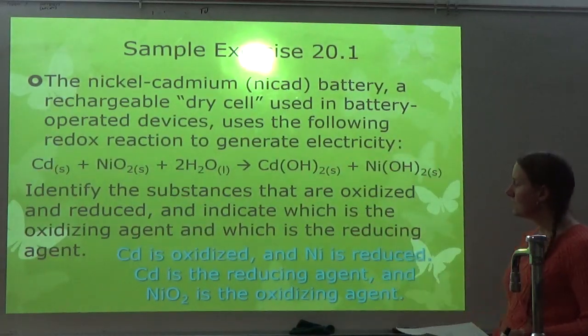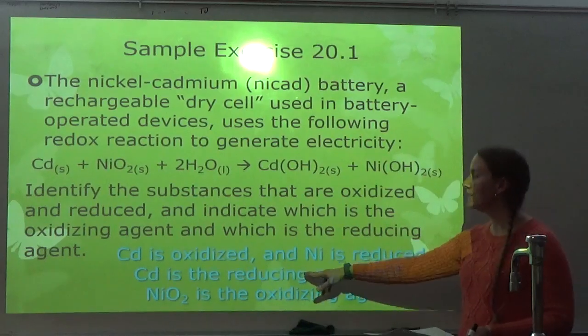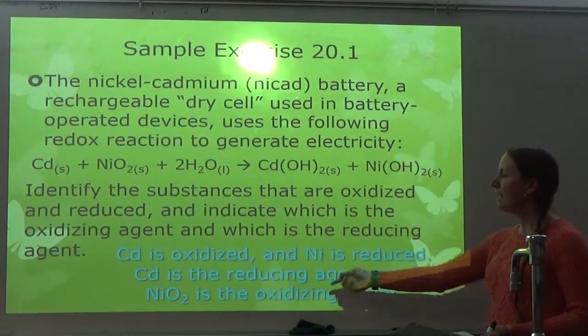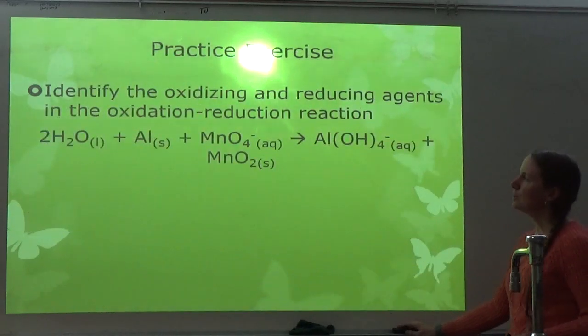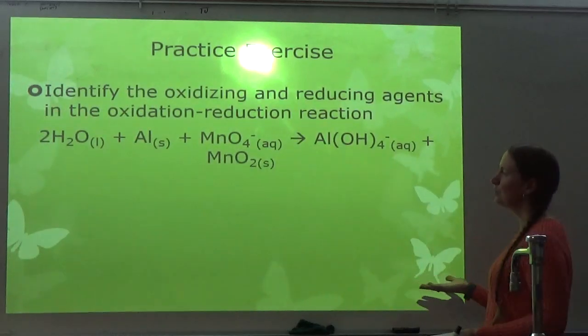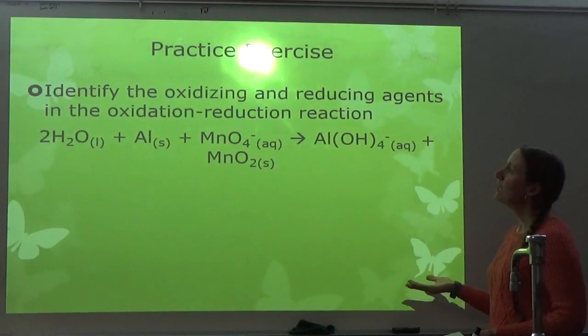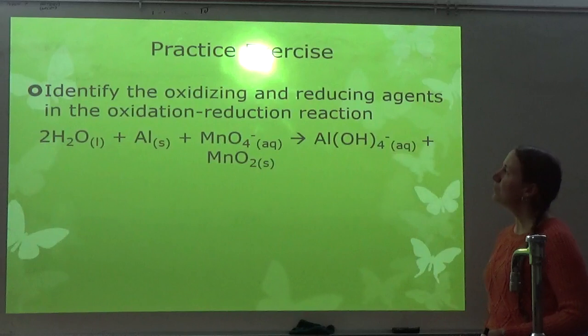Alright, so Cd is oxidized, Ni is reduced, so Cd is the reducing agent, and NiO2 is the oxidizing agent. Okay, so y'all try this one. I'll assume you've done that, and we'll look at it together. So it says identify the oxidizing and reducing agents.